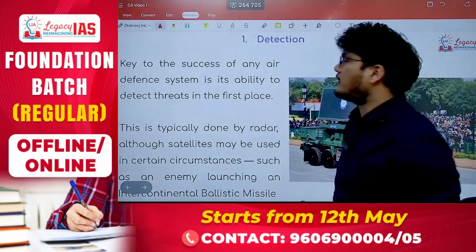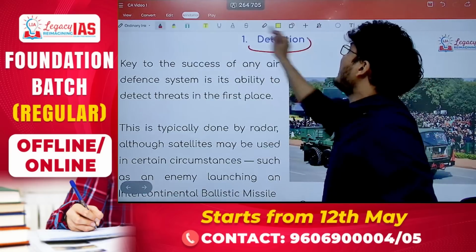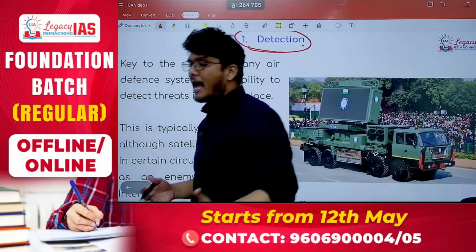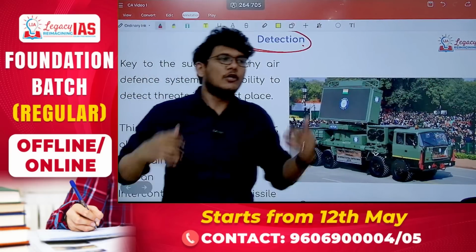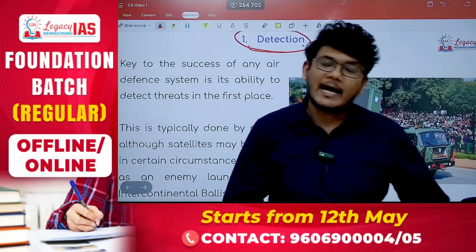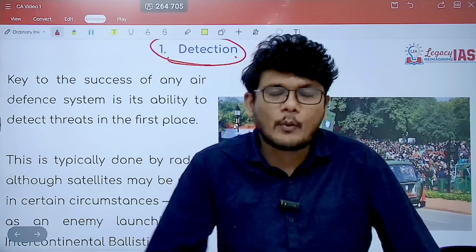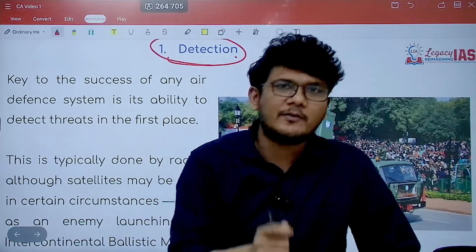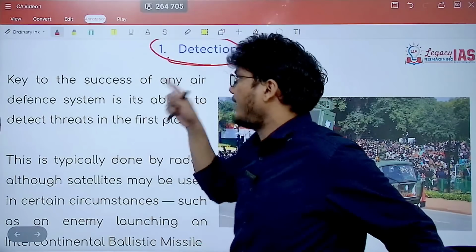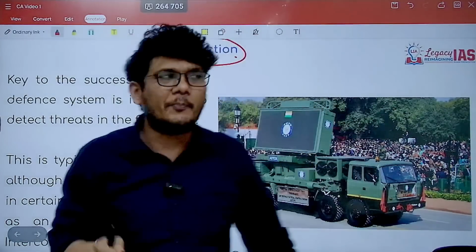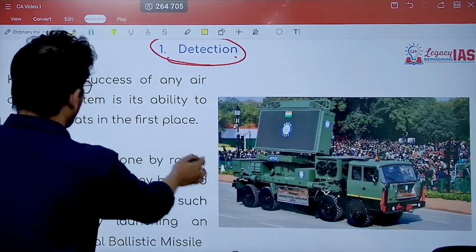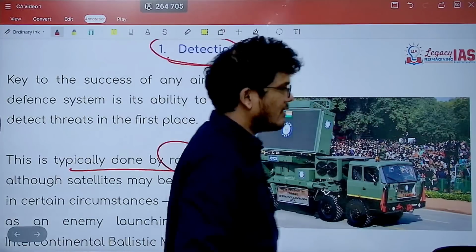Now moving ahead, the process of defense is threefold. The very first thing that a defense system does is detect. If you cannot detect, you cannot destroy the attack that is coming your way. So the very first, basic and most important element is detection. Now detection is possible with the help of radar. So typically it is done by radar.